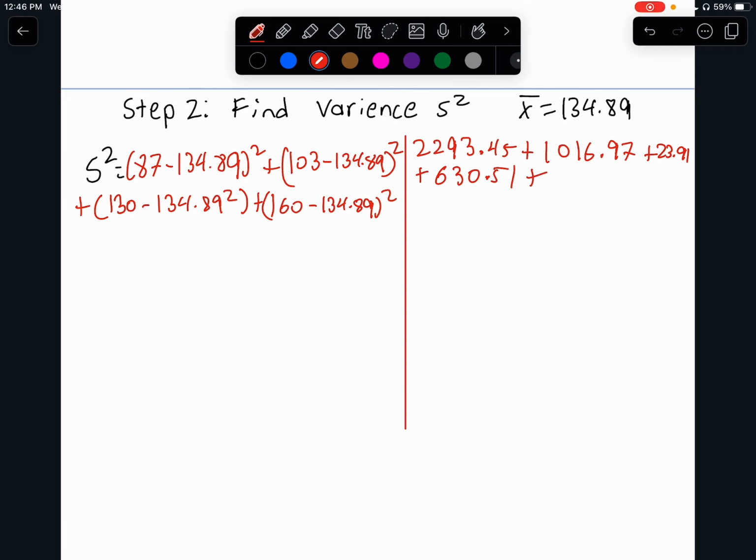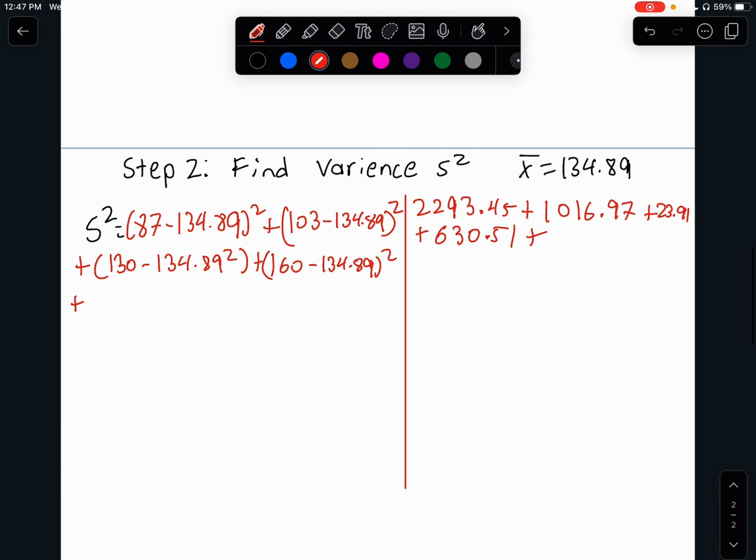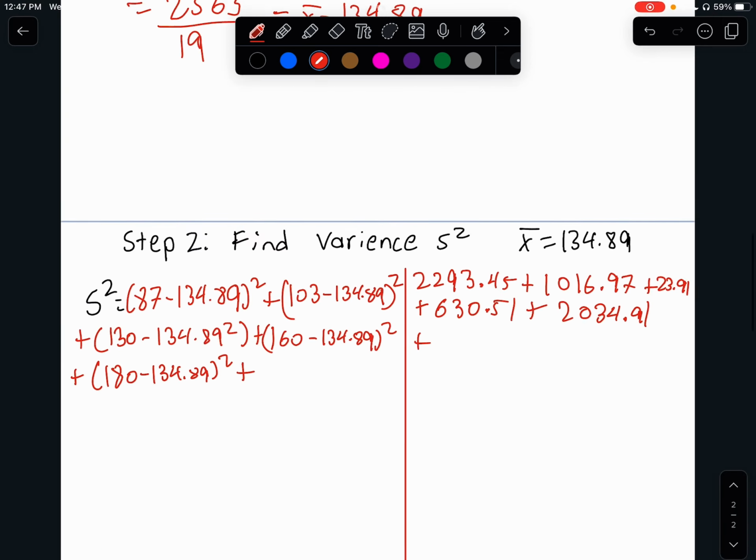And plus, the next one is 180. So we have 180 minus 134.89 squared, to the power of 2. Our answer for this one is 2,234.91. Plus, and then as we add this as well, we have 195.